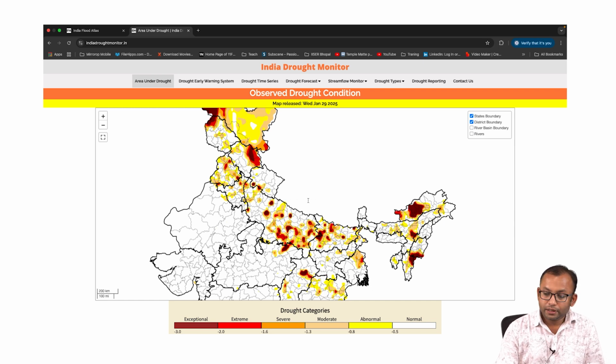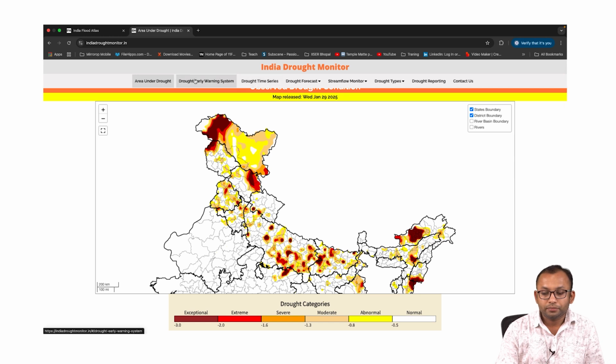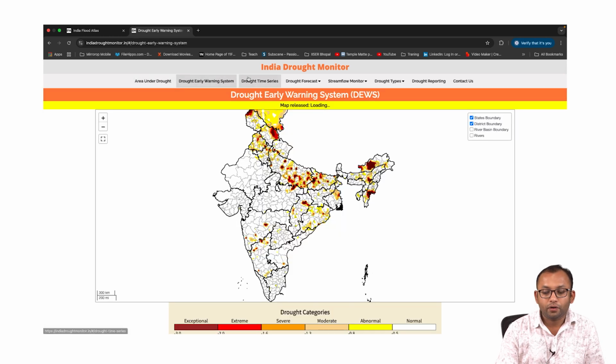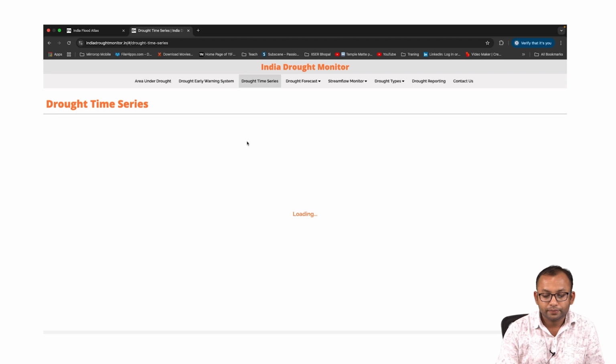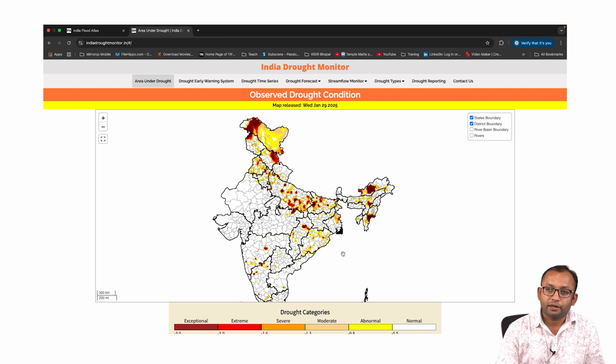Now, if you look at, let us say, drought early warning, not drought time series data set. Let us see. Okay, it is not working, but yes, we can look at this particular data, and then we can identify those regions where significant drought has occurred, or those regions where drought events are more frequent, with exceptional, extreme or severe category of drought, and highly affected by frequent drought events.